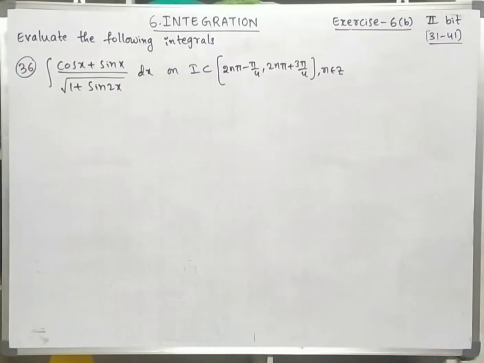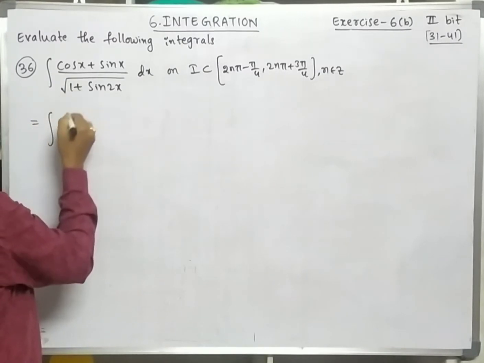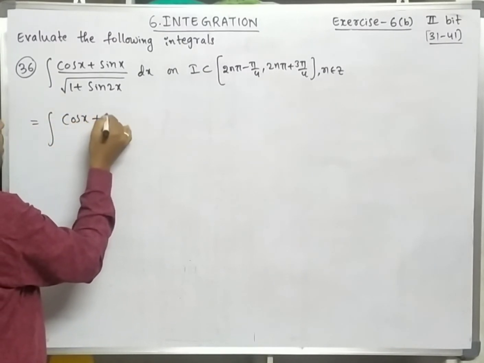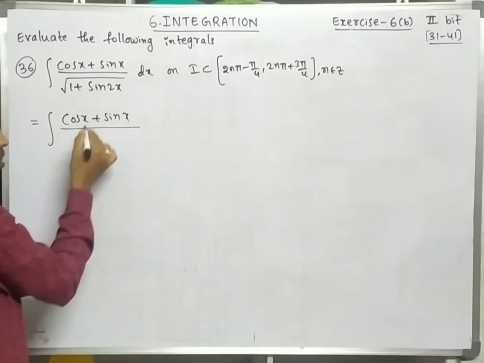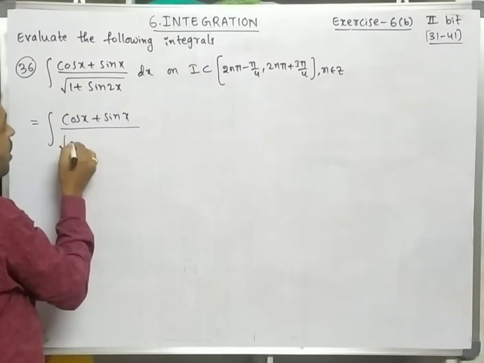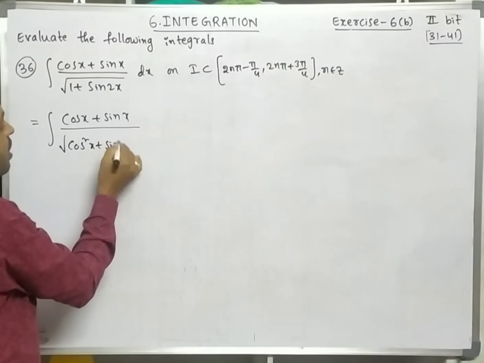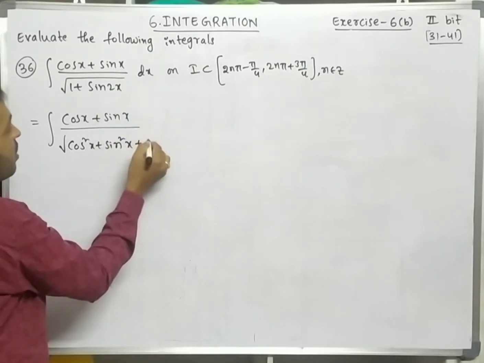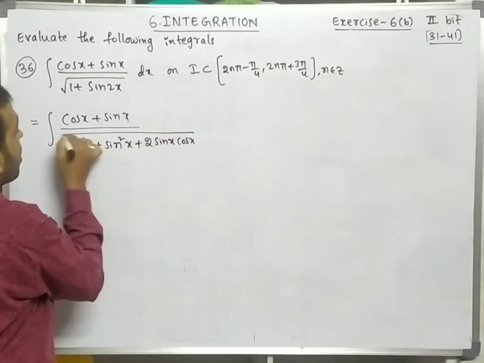A simple problem. Here, integration of root of 1 plus sin 2x, cos x plus sin x. We are going to apply the same logic as the 34th problem. Here 1 can be written as cos square x plus sin square x, and sin 2x can be written as 2 sin x cos x, dx.